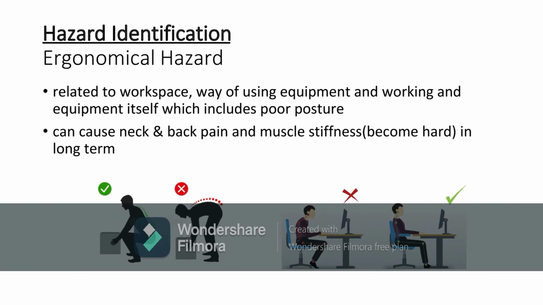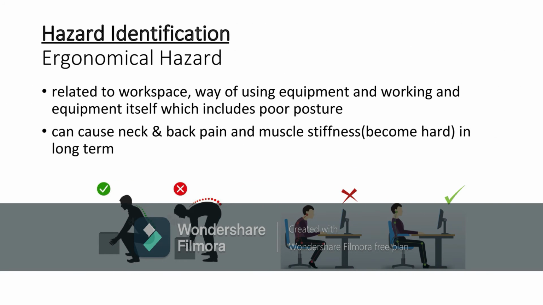The fifth type is the ergonomical hazard. It is related to the workplace where you use equipment, and the equipment itself which produces poor posture. They can cause neck and back pain and muscle stiffness in the long term.